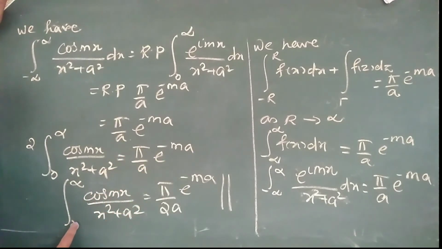From that we can calculate the integral from 0 to infinity of cos mx by x square plus a square equal to pi by 2a into e raised to minus ma. So this is also one of the repeated questions.